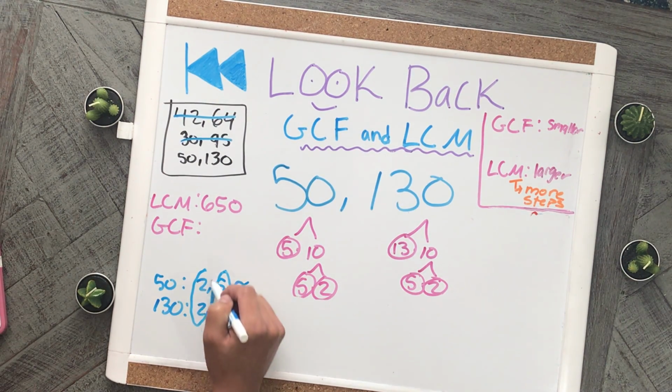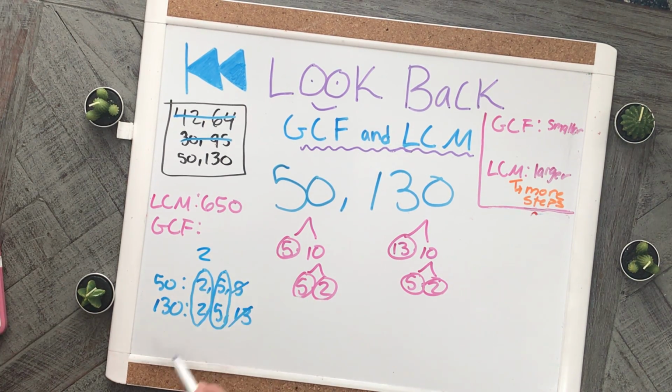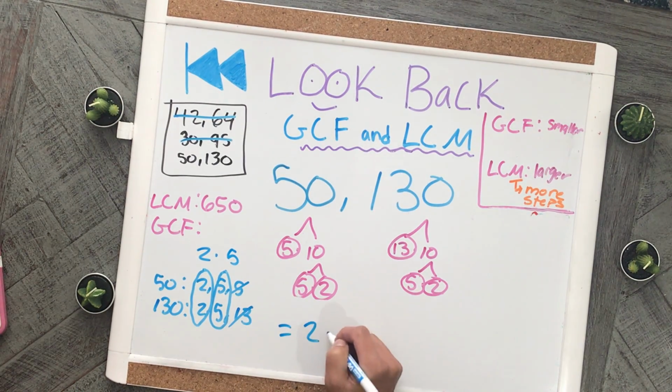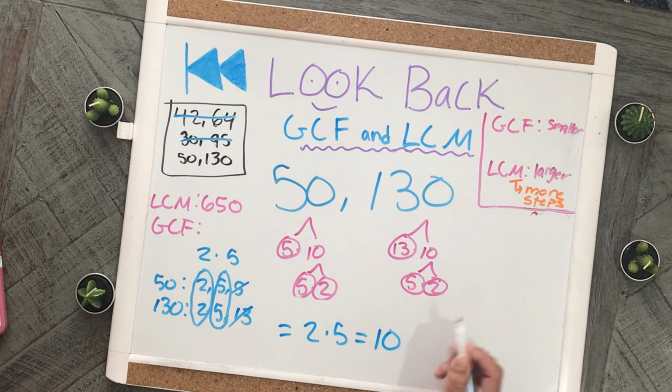And again, when you circle something, that means you use it 1 time. We circled the 2. And we circled the 5, those are in common. So let's just multiply what we have in common. We had a 2 and a 5 in common. So 2 times 5 equals 10. Our greatest common factor was 10.